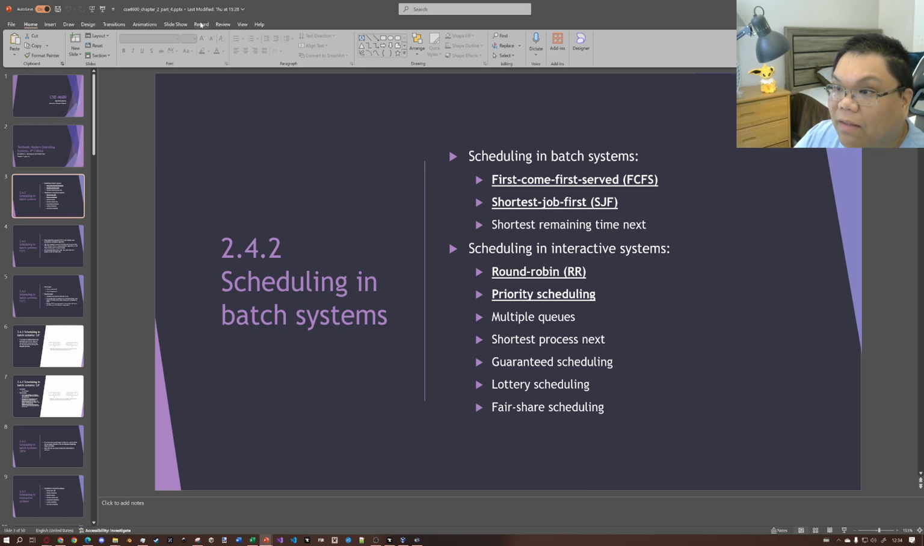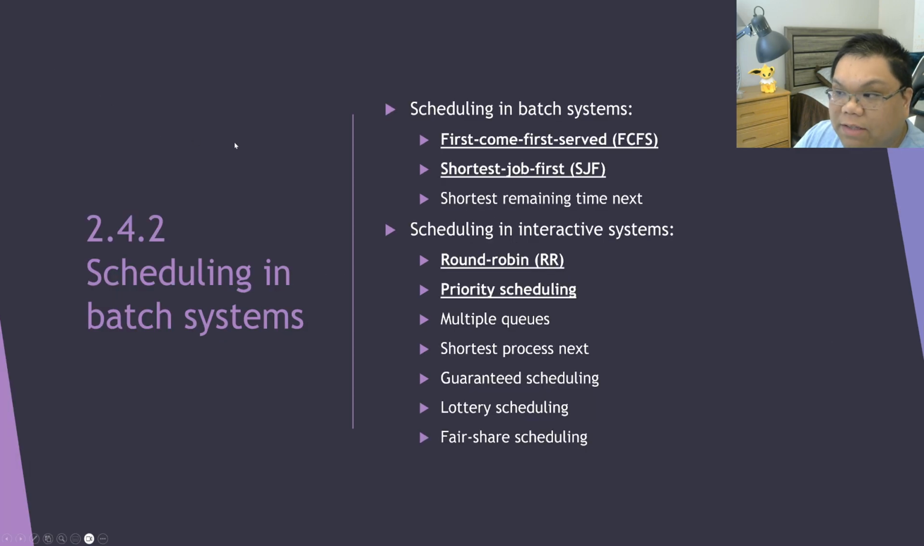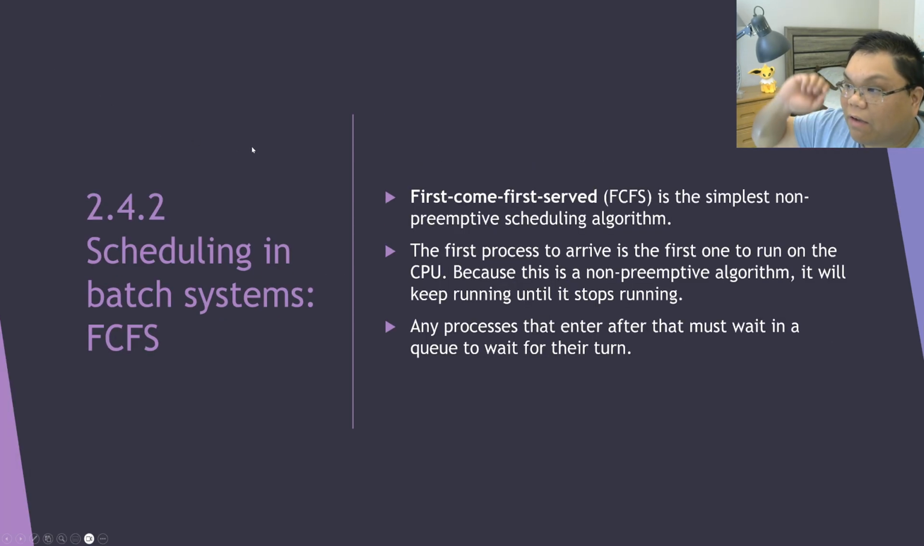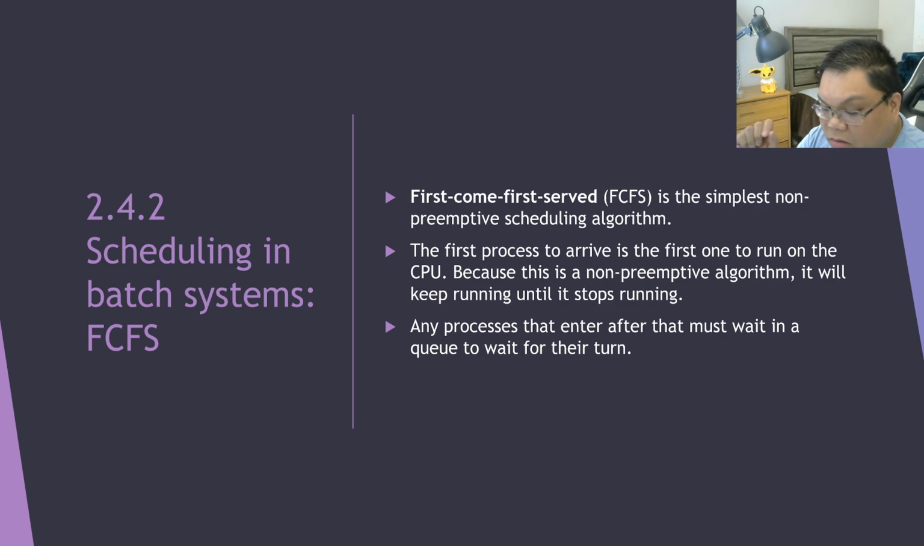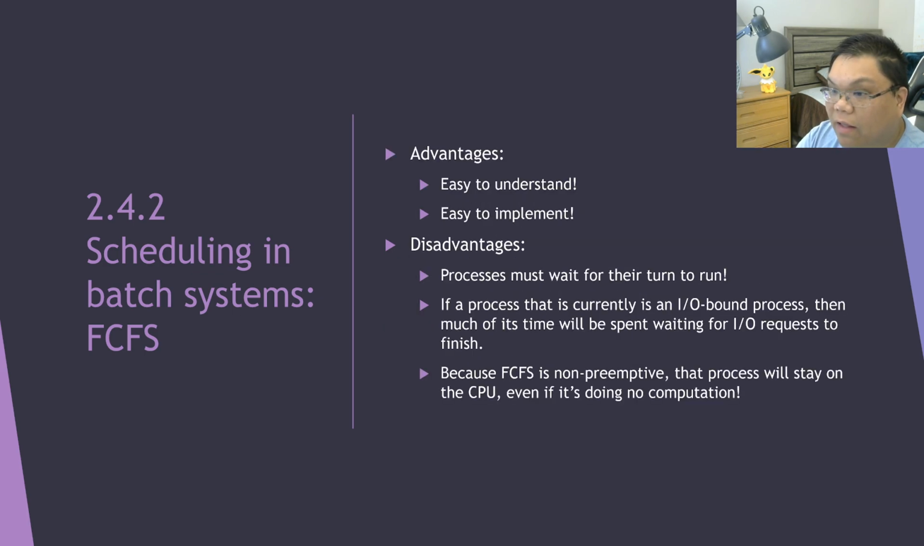So, let me take it from the current slide. First come, first serve is the simplest non-preemptive scheduling algorithm. Non-preemptive meaning, once the CPU is allocated to a process, it does not let go of it until that process is done. Any other process in the queue waiting for the CPU has to wait its turn. The advantage of first come, first serve is that it's easy to understand and easy to implement. The disadvantage is the waiting time.